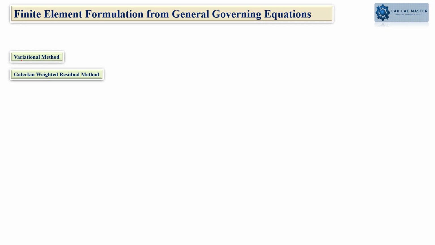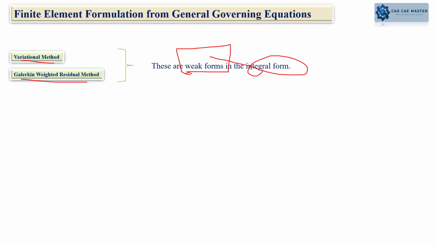Before that, this variational method and the Galerkin's weighted residual method, both are known as the weak forms. So why do we call them weak forms? Because they form the integral form. So these are the integral forms. With this, we can easily solve the stiffness matrices and form the approximate results. Not exactly 100% accurate, so you need to remember that.